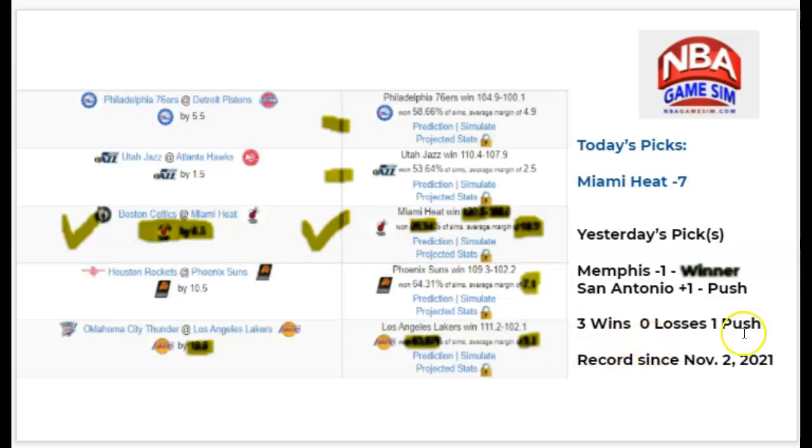They do have 3 wins and 0 losses with 1 push so far. So this one seems to be doing pretty well, and we'll keep our eyes on it.